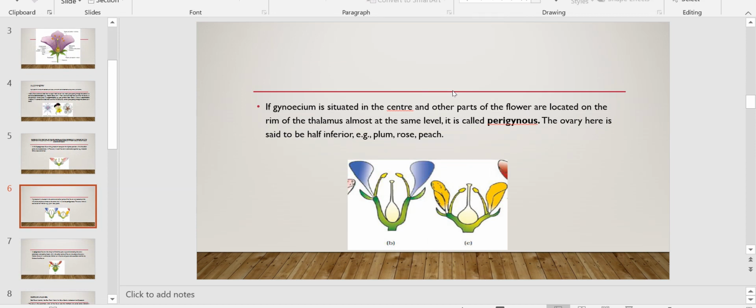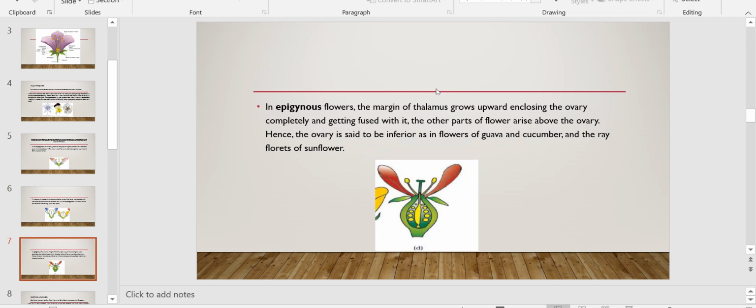If gynoecium is situated in the center and other parts of the flower are located on the rim of the thalamus, almost at the same level, it is called perigynous. The ovary here is said to be half inferior. Examples are palm, rose, and peach. As you can see in this diagram, in the epigynous flower, the margin of thalamus grows upward, enclosing the ovary completely and getting fused with it. The other parts of the flower arise above the ovary, hence the ovary is said to be inferior, as in the flower of guava and cucumber, and the ray floret of sunflower.